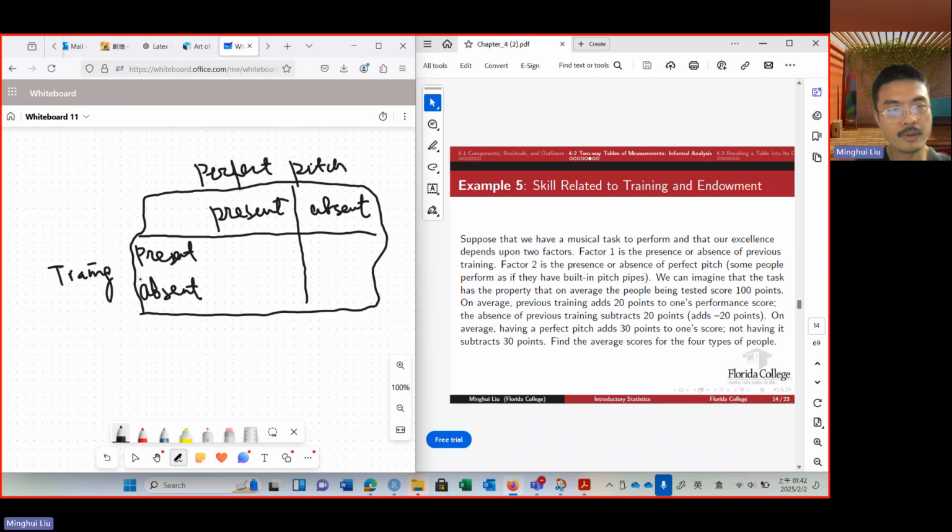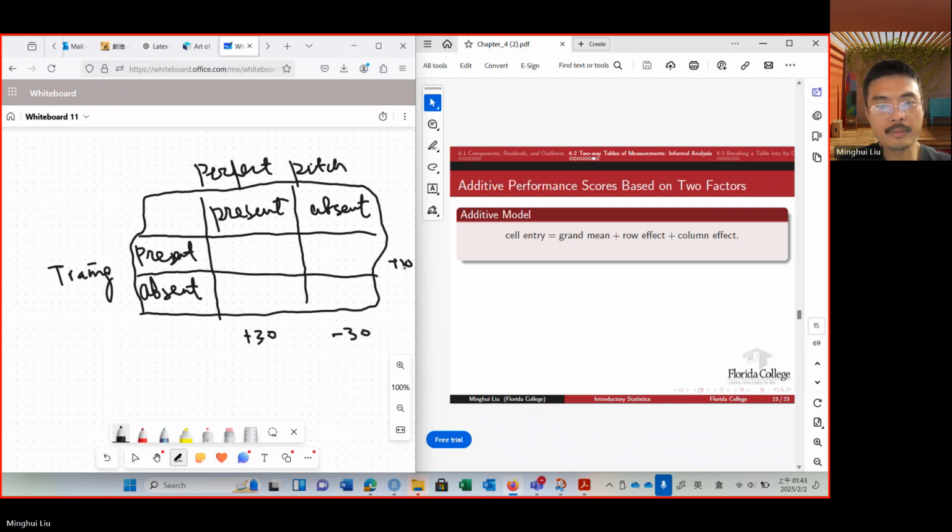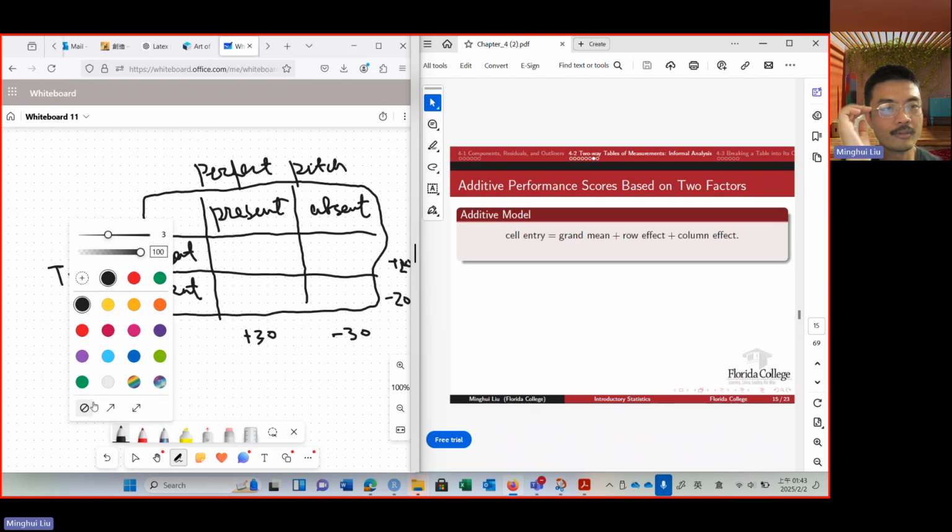All right, so here on average, we're going to give a person 100 points. However, with the perfect pitch, that is the presence of this row effect, we add 30 points. The absence of it will subtract 30 points. And also the presence of training will add 20 points, and the absence of it will result in negative 20. So now let's find those values.